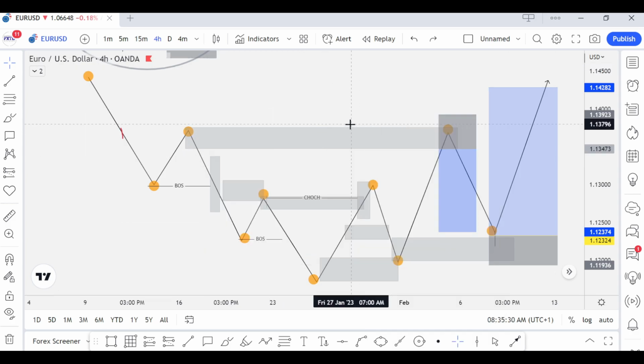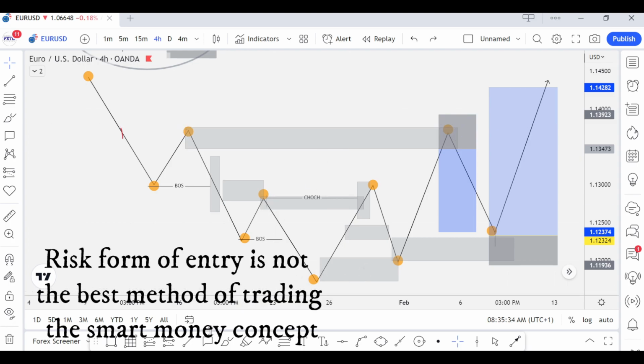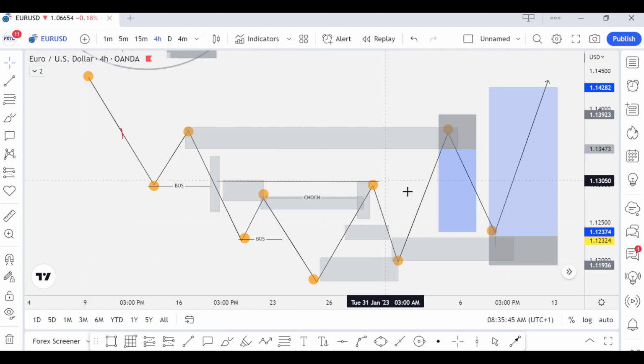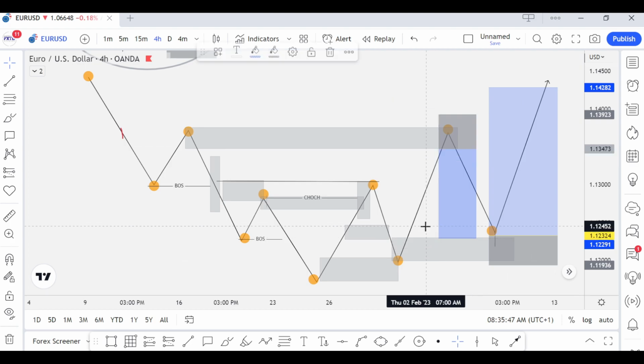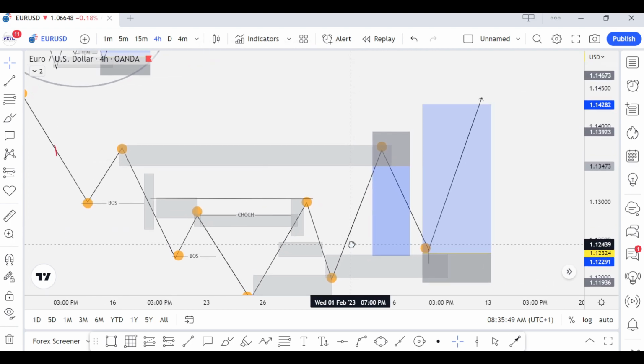Now if you don't want to use that confirmation and you want to use a risk entry, make sure that on the higher time frame you have something like this. You must have a liquidity before your points of interest, or an inducement. All right, so this is what you must pay attention to.